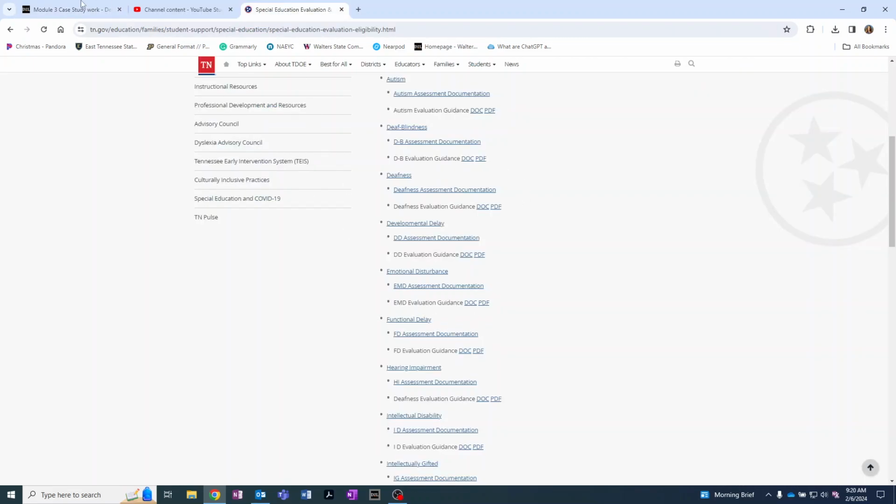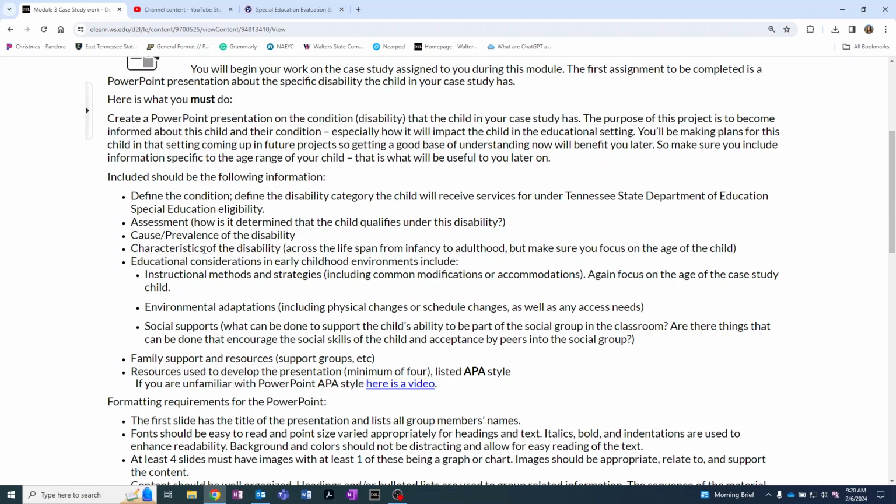A lot of the information is here. What are the causes or prevalence of the disabilities? What are the characteristics of the disability, right? That's from lifespan, from infancy to adulthood. So make sure that you focus on the age of the child now, but you can include what could happen over the lifespan into adulthood.